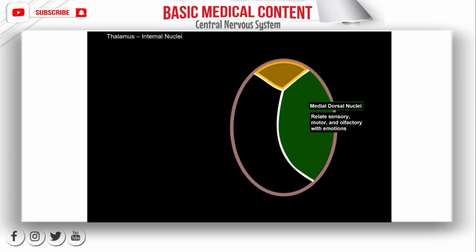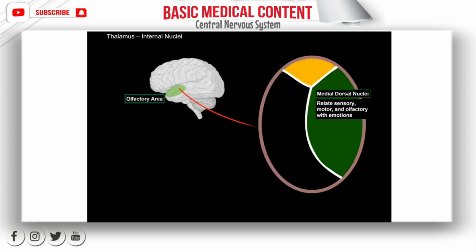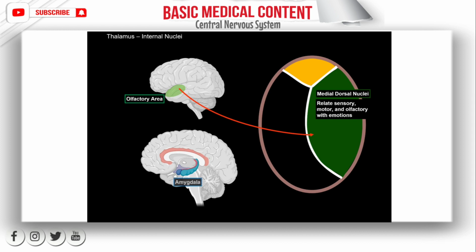And it's able to do that because it receives its fibers from the olfactory cortex, which is the area that perceives smell. And it also receives input from the amygdala, which is involved in fear, aggression, anxiety, and all of those kinds of emotions. So it will send its input to the medial dorsal nucleus. And then there's the hypothalamus. So all of these send their axons to the medial dorsal nucleus.